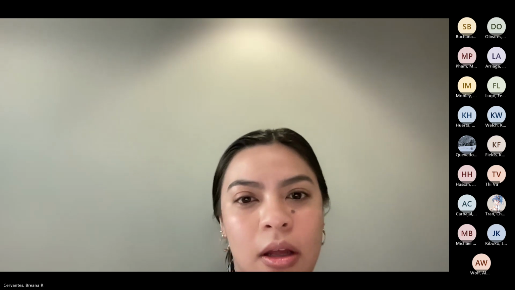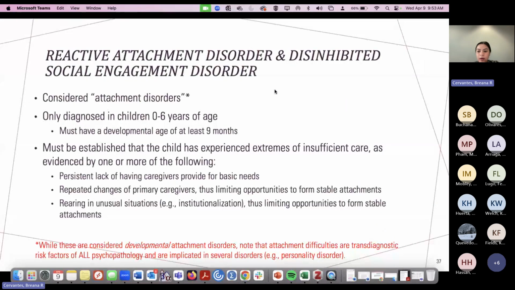Okay, I'm going to go back to the screen. All right, so we'll end with these other two. Reactive attachment disorder and disinhibited social engagement disorder are two child-based disorders within the PTSD trauma-related stressor disorders section. These are considered attachment disorders, and they're only diagnosed in children between 0 to 6 years of age. And even then, the child needs to have a developmental age of at least 9 months.